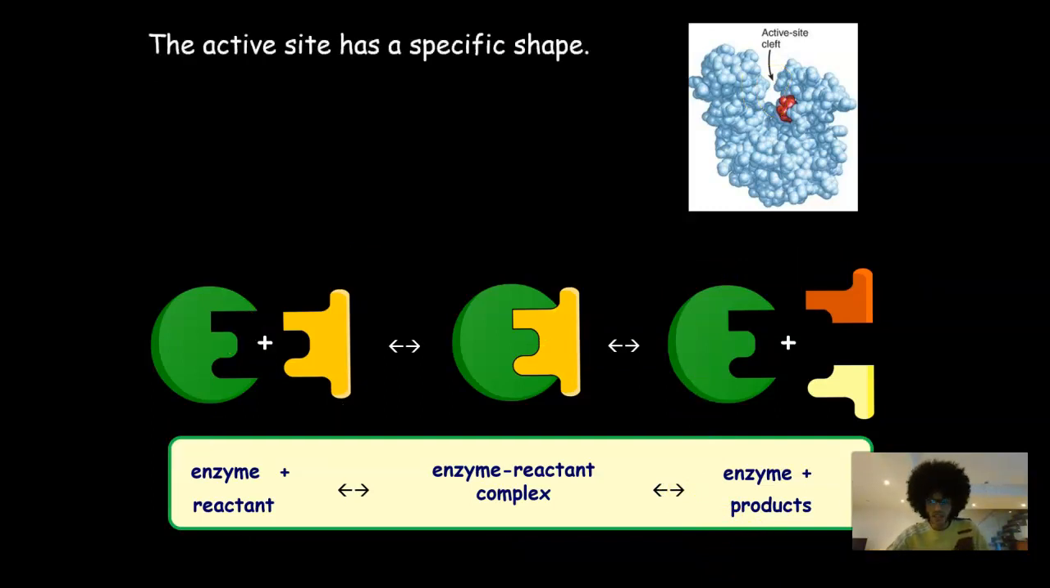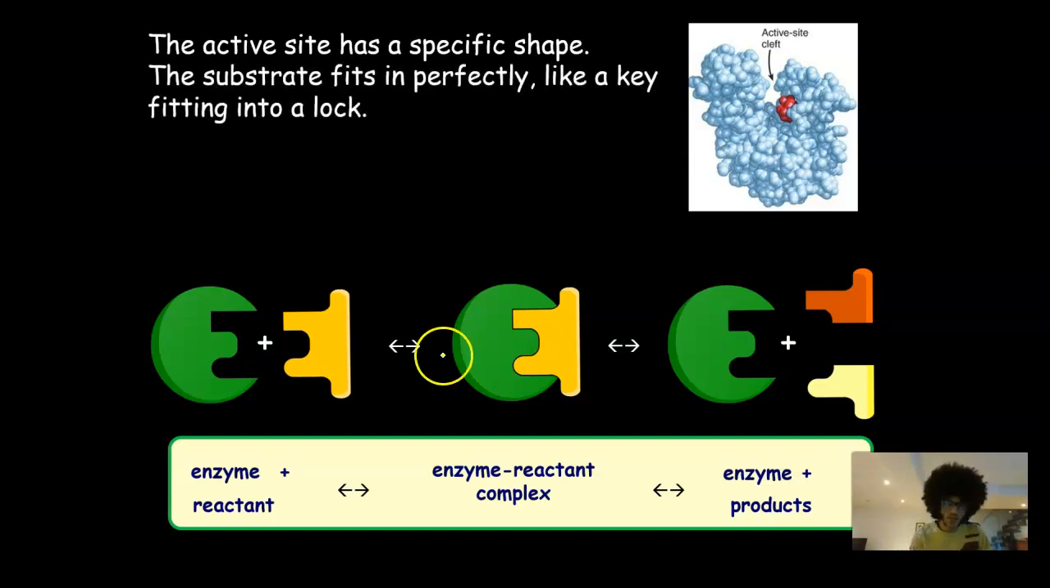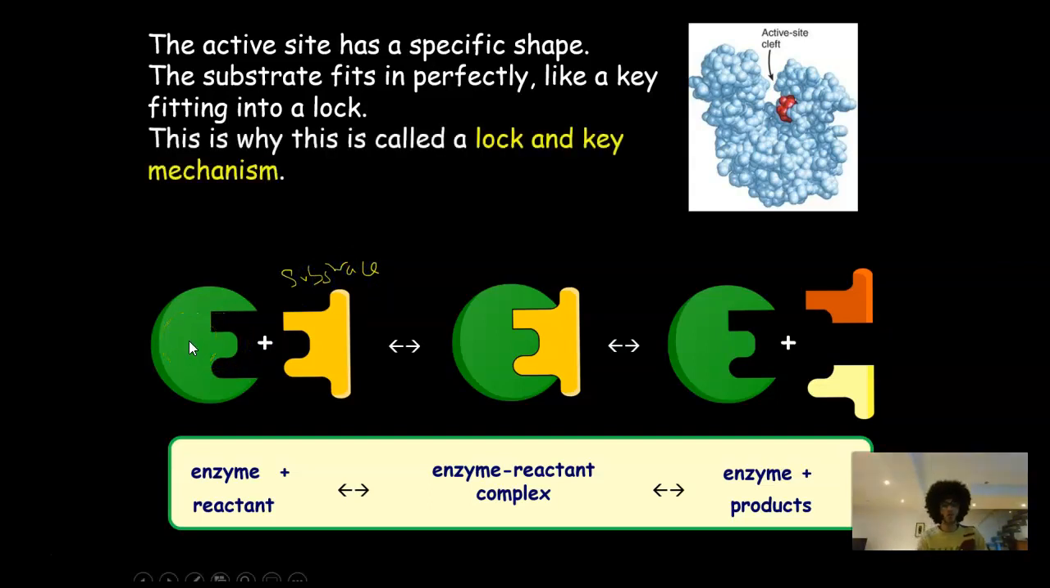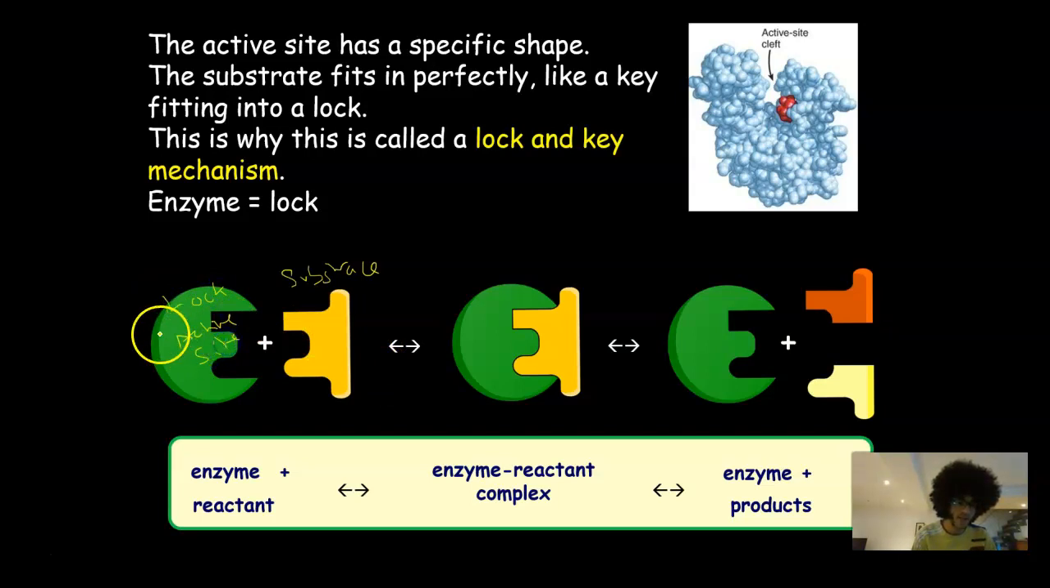So now this active site, as I said, has a specific shape. And you'll notice from this animation I showed you that the substrate fits into the active site of the enzyme absolutely perfectly, like a key fitting into a lock. That's why this is often called a lock and key mechanism, where the lock is the active site on the enzyme, and then the key is your substrate, which fits in, all right? So that's why it's called lock and key, and it's quite a useful way of thinking about it.